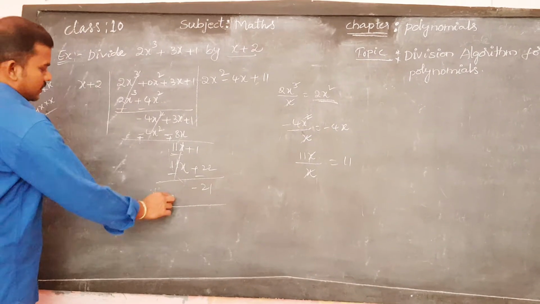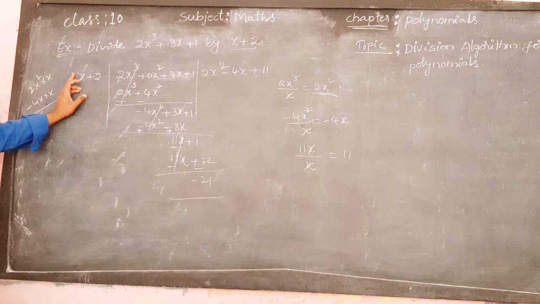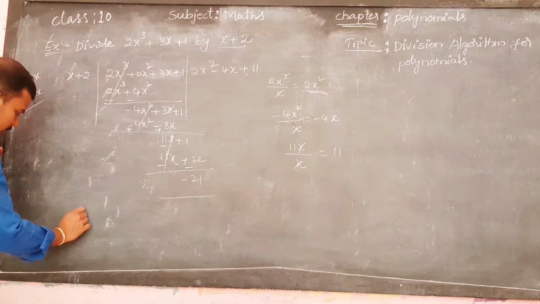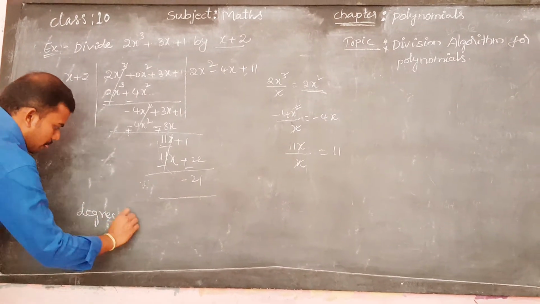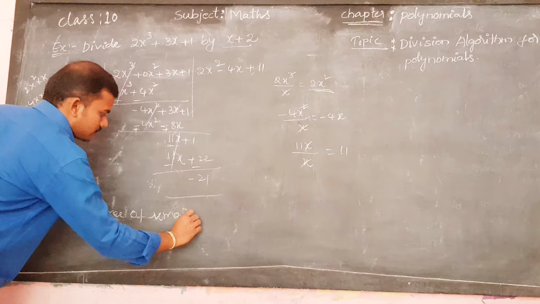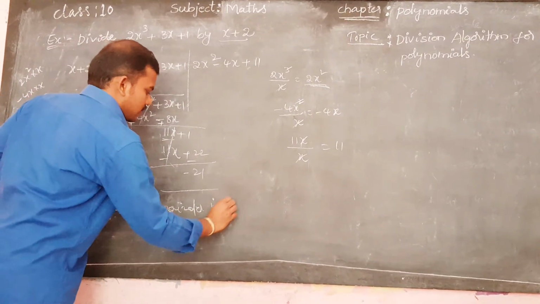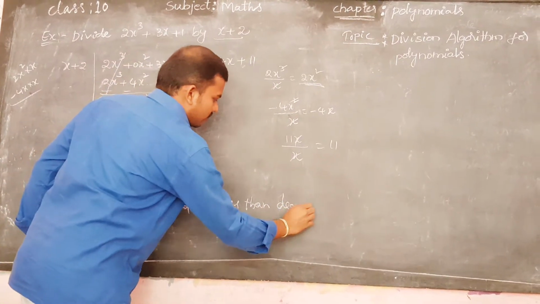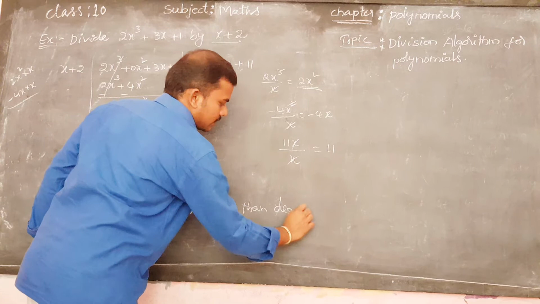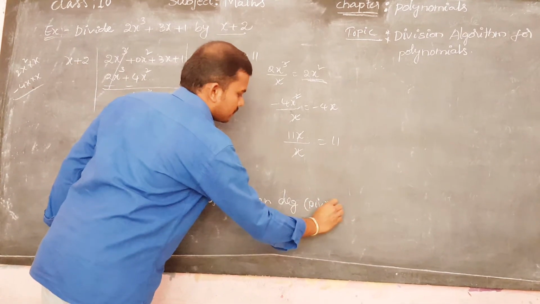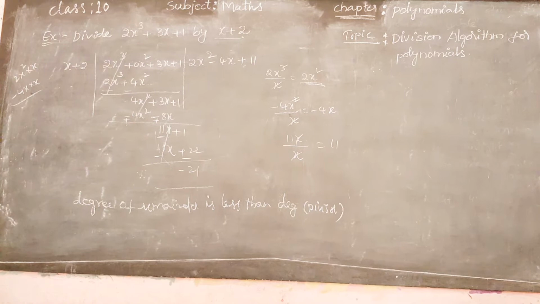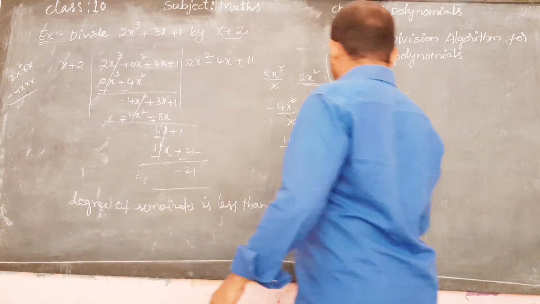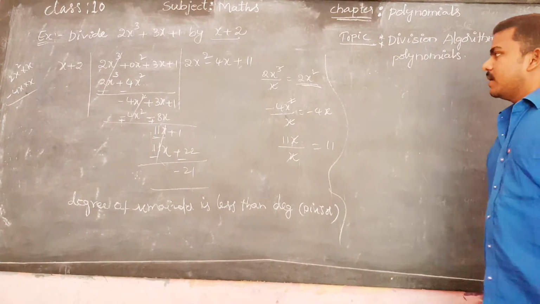The degree of the remainder is less than the degree of the divisor. So we cannot continue any further step. Now let us do the verification of the division.